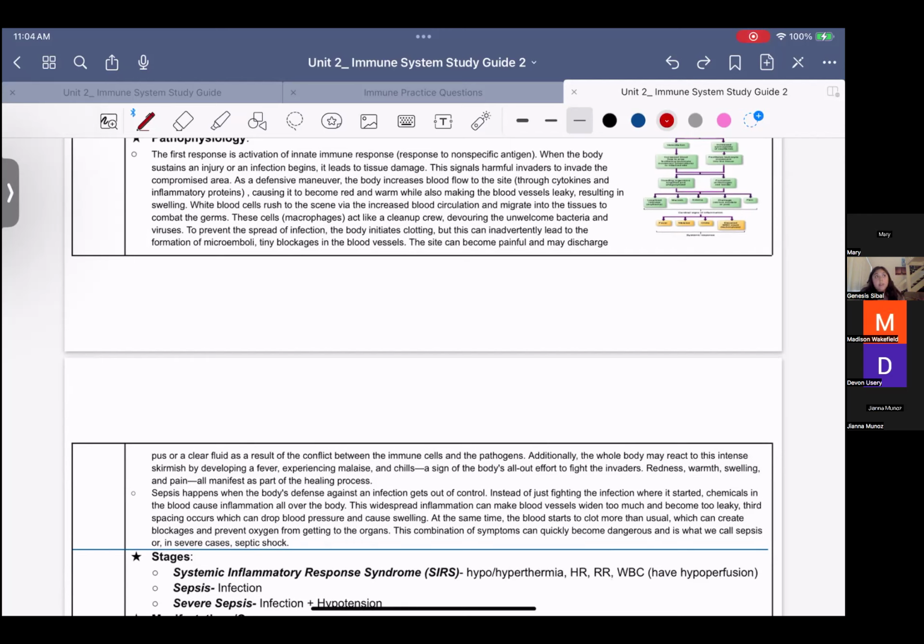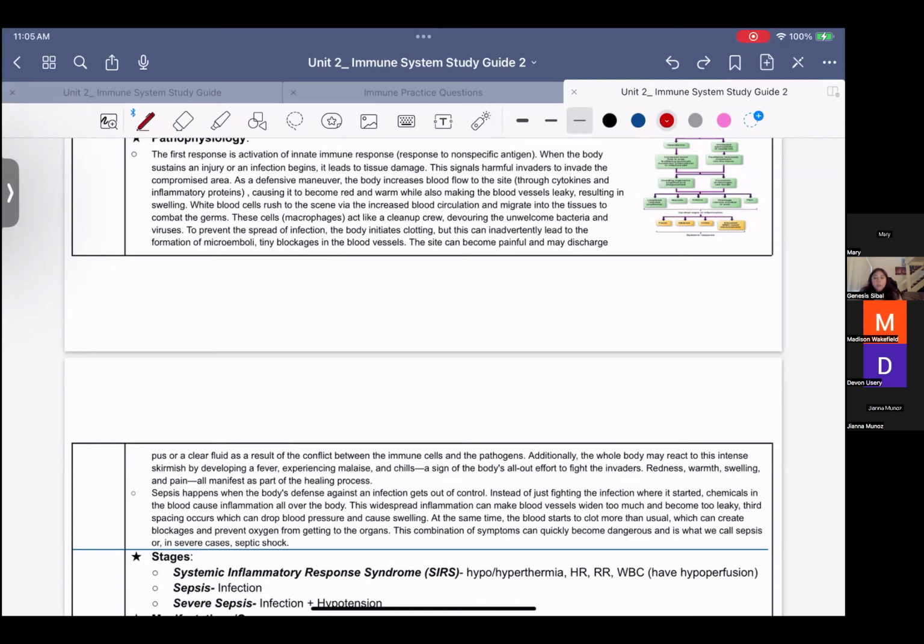So you have those barriers, and then your second response, that second line that we saw, was the inflammatory response, right? When the body sustains an injury or an infection begins, it leads to tissue damage. If I end up having an infection on my foot, it's going to be specifically there where my tissues are damaged. So this signals harmful invaders to invade the compromised area. As a defense maneuver, the body increases blood flow to the site through those cytokines and inflammatory proteins, causing it to become red and warm while also making the blood vessels leaky, resulting in swelling.